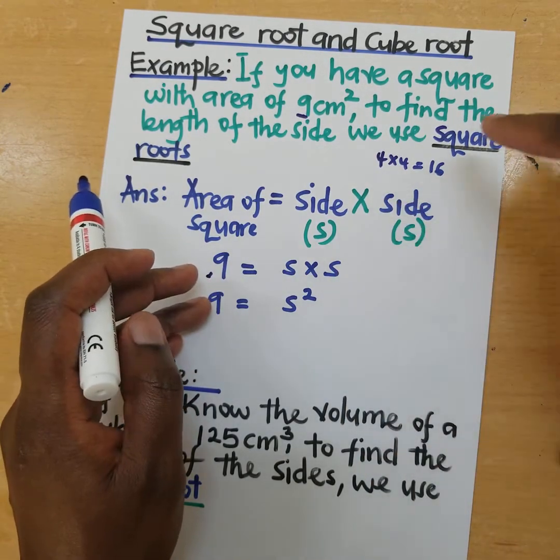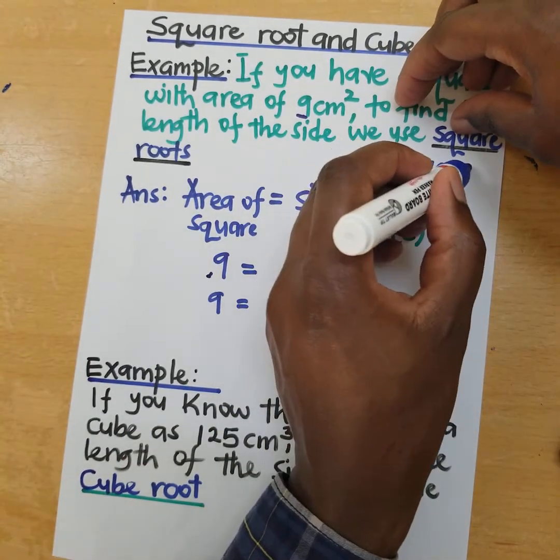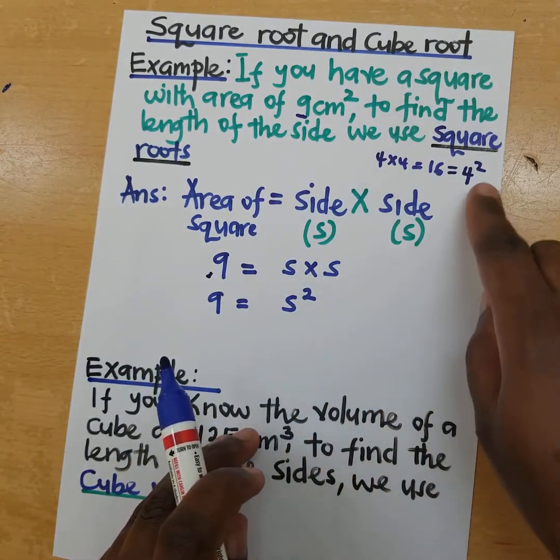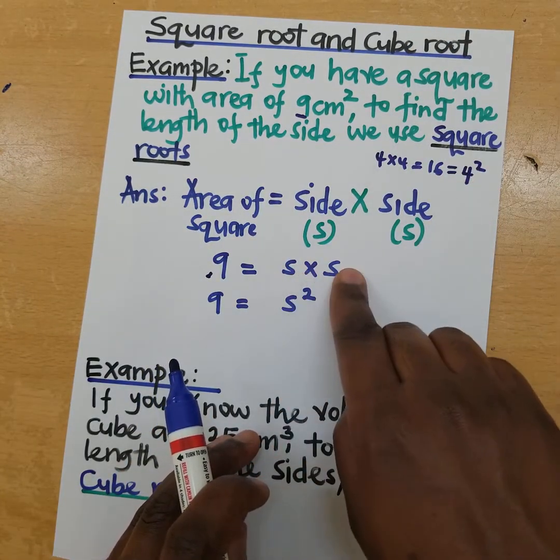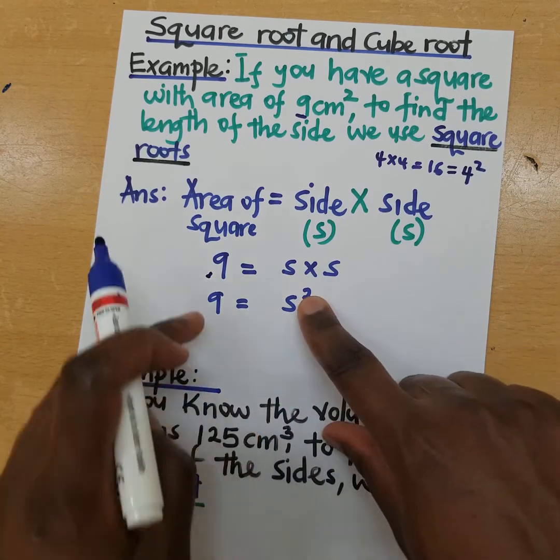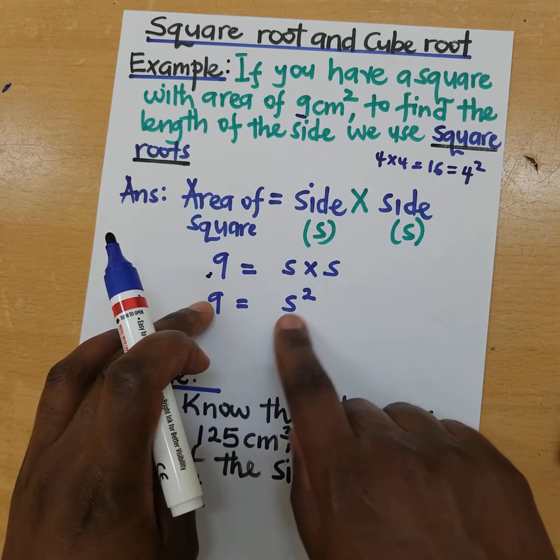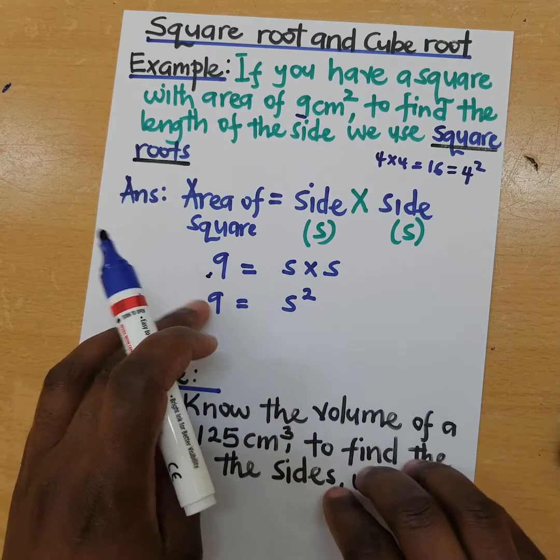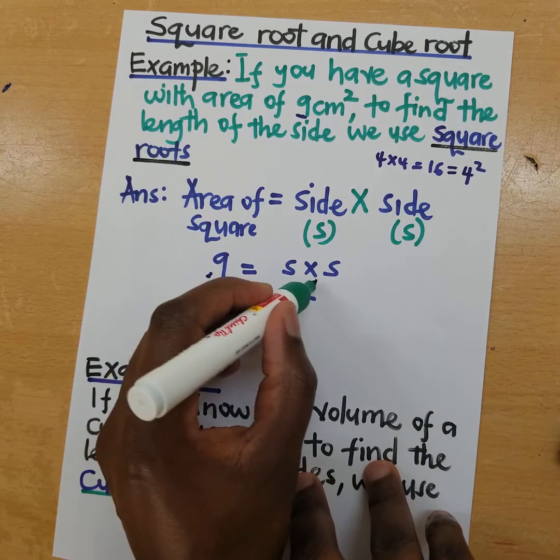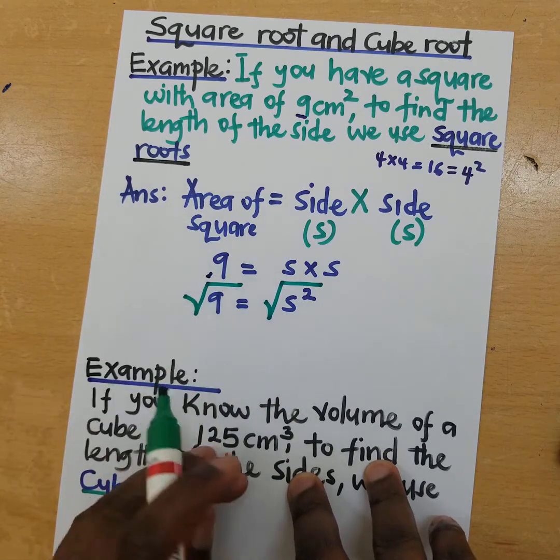Remember when we say that 4 times 4 is equal to 16, it is also the same as 4 power 2. So here, because I don't have numbers, I have variables. I have s times s, which is s squared, being equal to 9. So for me to be able to get this s alone, I use what we call the square root. How do I do it? I'll put square root and square root.